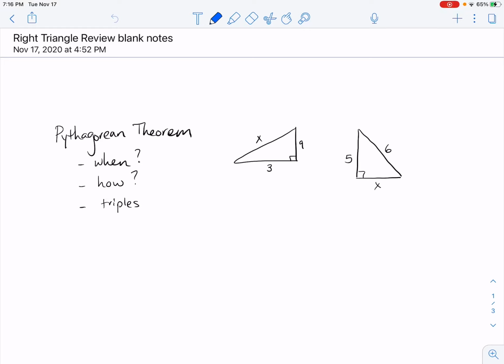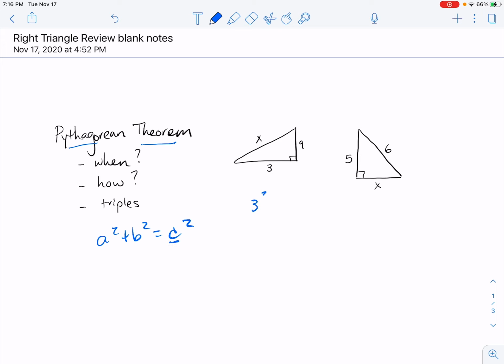Hello, we're going to do a quick review of right triangles. You learned this in geometry. You did some of it in Algebra 2. Okay, Pythagorean theorem: a squared plus b squared equals c squared. And c is the hypotenuse, right?